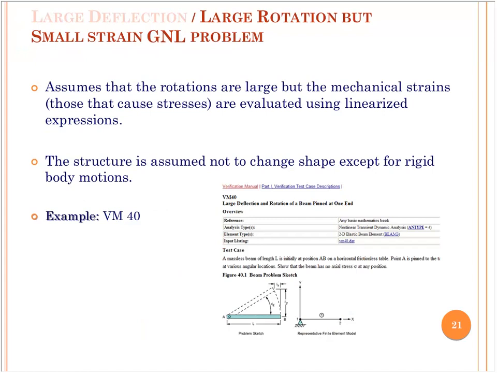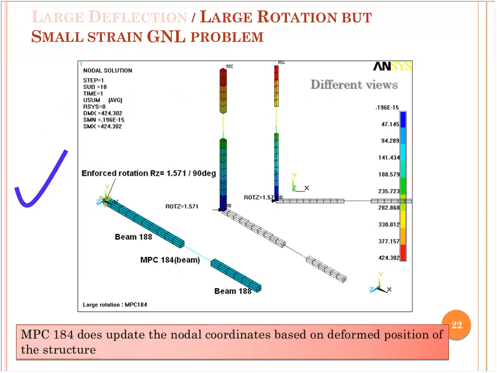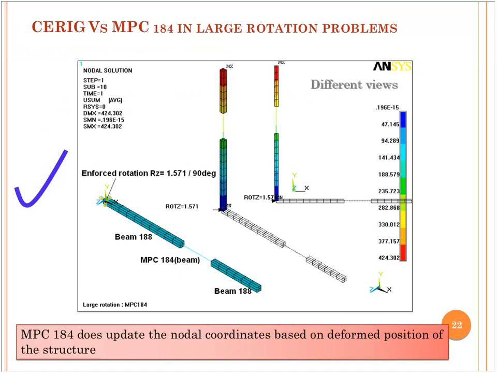And let us look at some tips and tricks when handling a large rotation problem. There is a fundamental difference between how we create a rigid connection between two flexible finite elements. Generally, we could do it using either MPC elements or using a CE rig. Here is an example I wanted to demonstrate. There are two beam elements connected through an MPC 184 element. Here, I have applied an enforced 90 degree rotation. When we solve this problem using a geometric nonlinear analysis, we are going to see a result like this, which is what we are expecting.